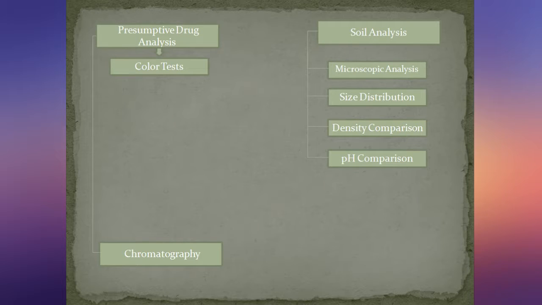pH comparison. Soil pH, or soil acidity, is commonly determined by forensic scientists during a soil comparison analysis after moistening the soil with a predetermined amount of water.